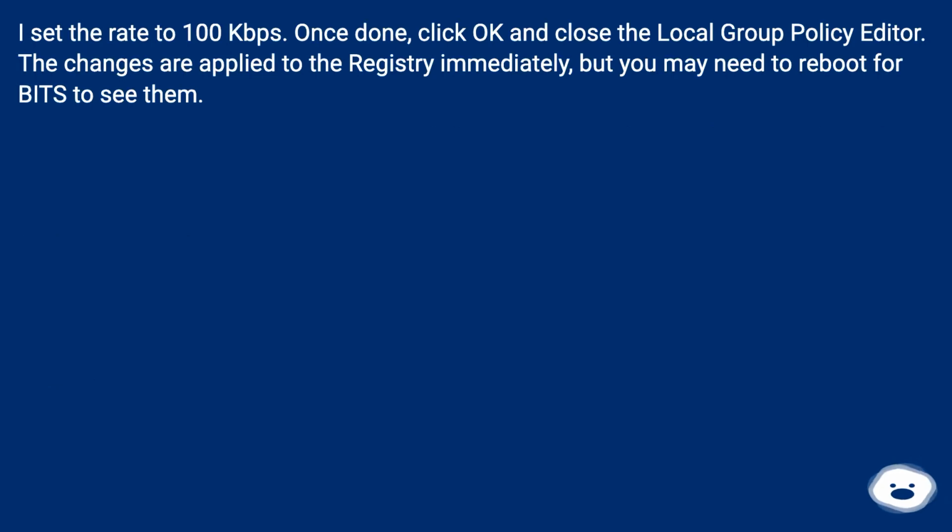I set the rate to 100 kilobits per second. Once done, click OK and close the local group policy editor. The changes are applied to the registry immediately, but you may need to reboot for BITS to see them.